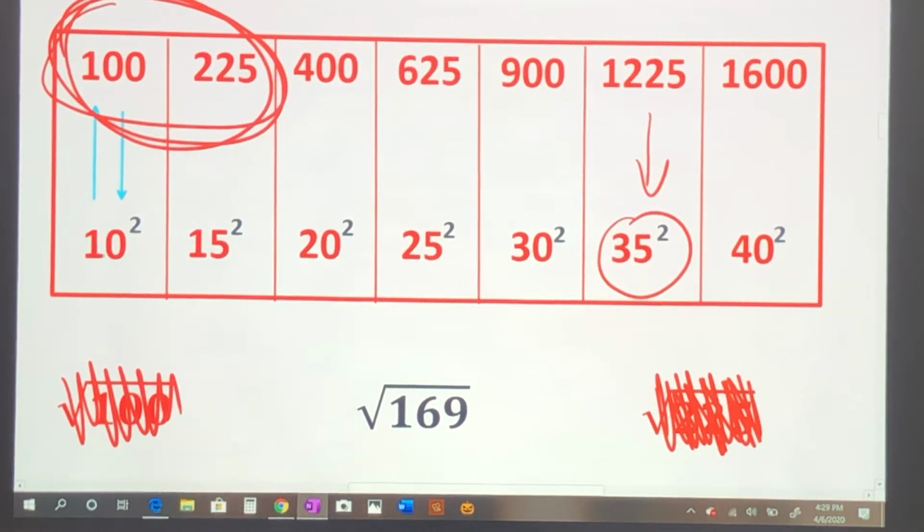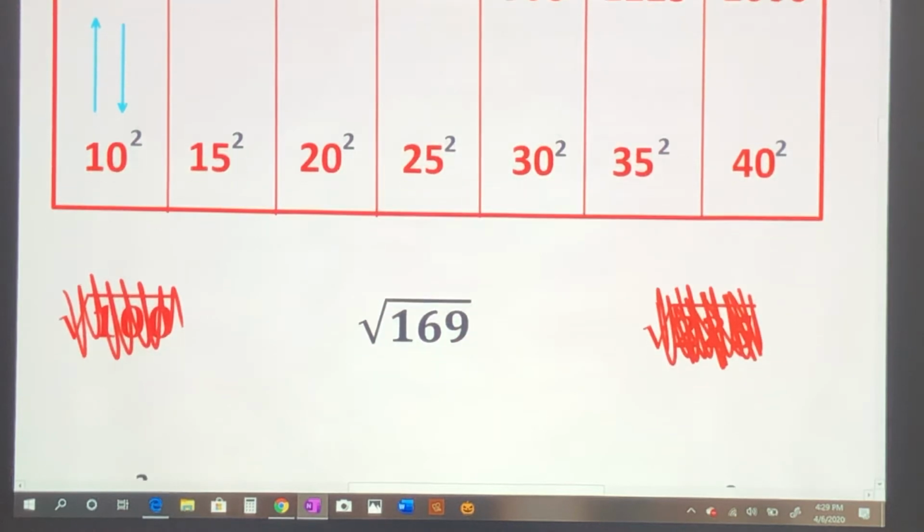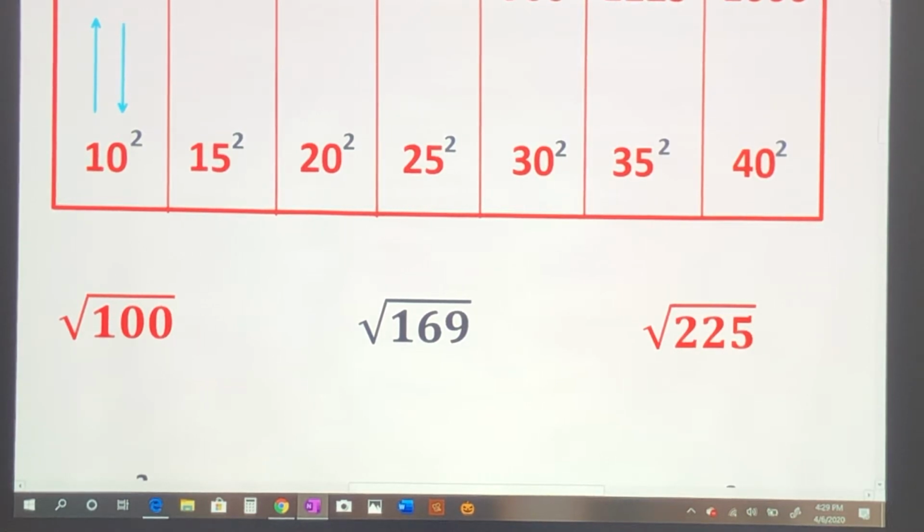So I said, well, it's going to be in between 10 and 15 squared. Okay, so let's see what happens here. I wrote these numbers down, and I said, well, 10 squared is 100, 15 squared is 225, and that number of 169 fits in between them, doesn't it? Okay, let's see what happens here.